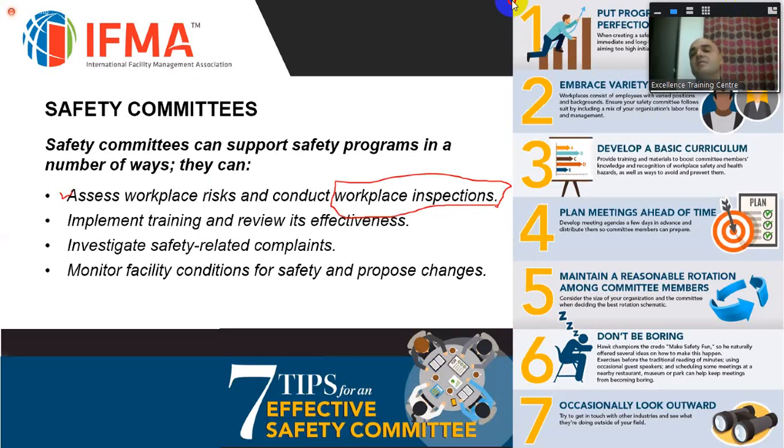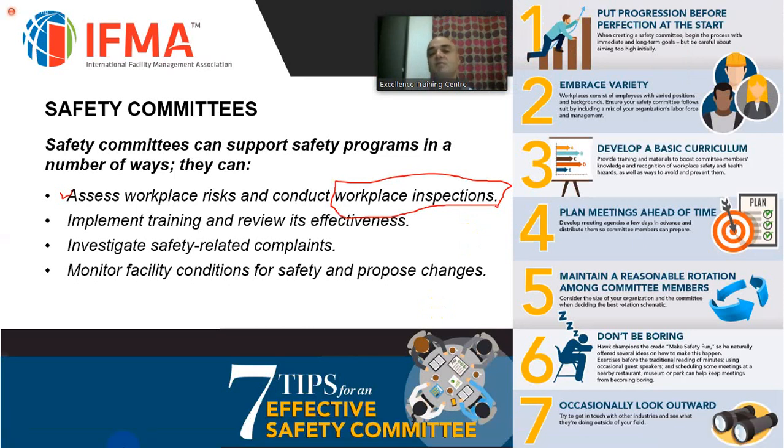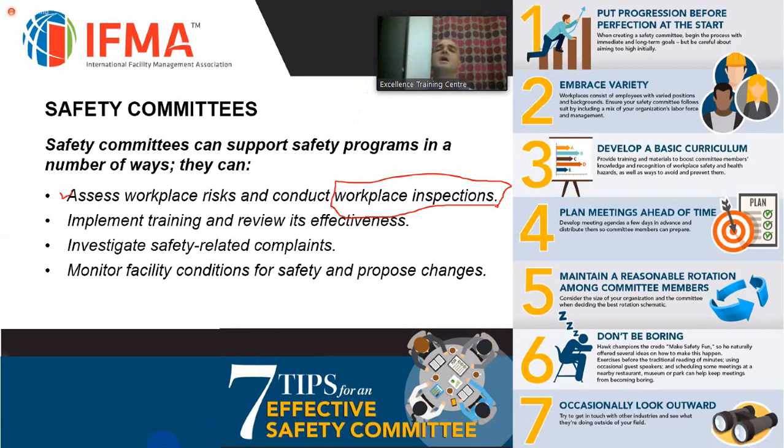Is it, for example, a factory? A factory will have very different safety hazards as compared to an office space. Implement training and review its effectiveness. So training, evacuation training, fire drills. Let's say I'm in a factory which is having a chemical spillage, the way to handle that is different. Investigate safety-related complaints, monitor facility conditions for safety, and propose changes.